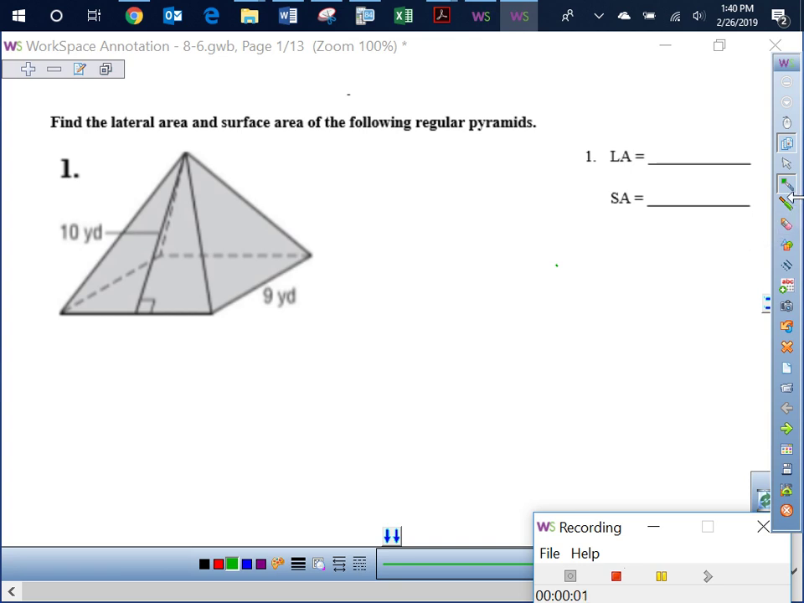What's up, guys? A little lateral area, surface area, volume of pyramids and cones today. It's a simple lesson with some crazy problems. So it's all about just recognizing what shape you got and what formula you need.